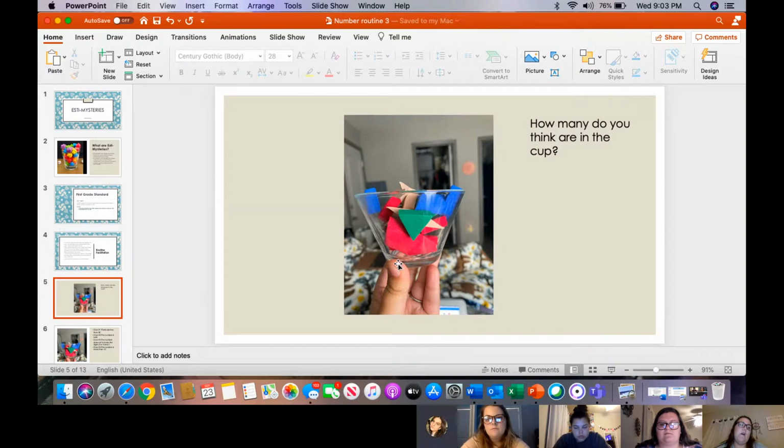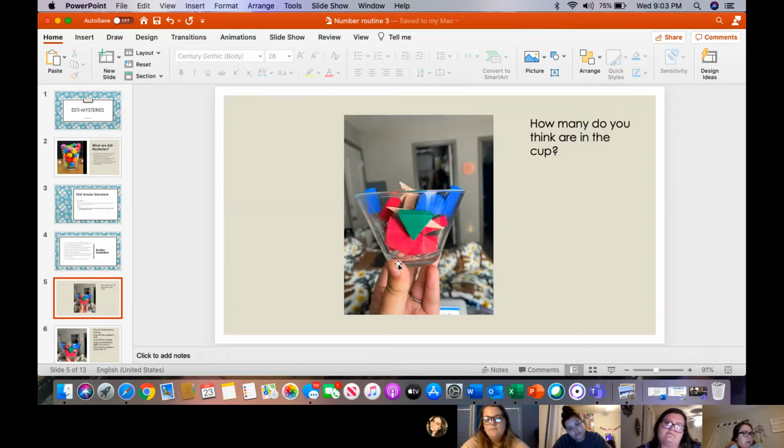Okay, so who wants to go first? I'll go first. I think that there are 10 objects in the cup. Okay, why do you think there are 10? Well, when I was looking at the picture, I noticed that there was definitely more than 5, but I'm not sure if there's more than 10, so I went with 10 for my answer.